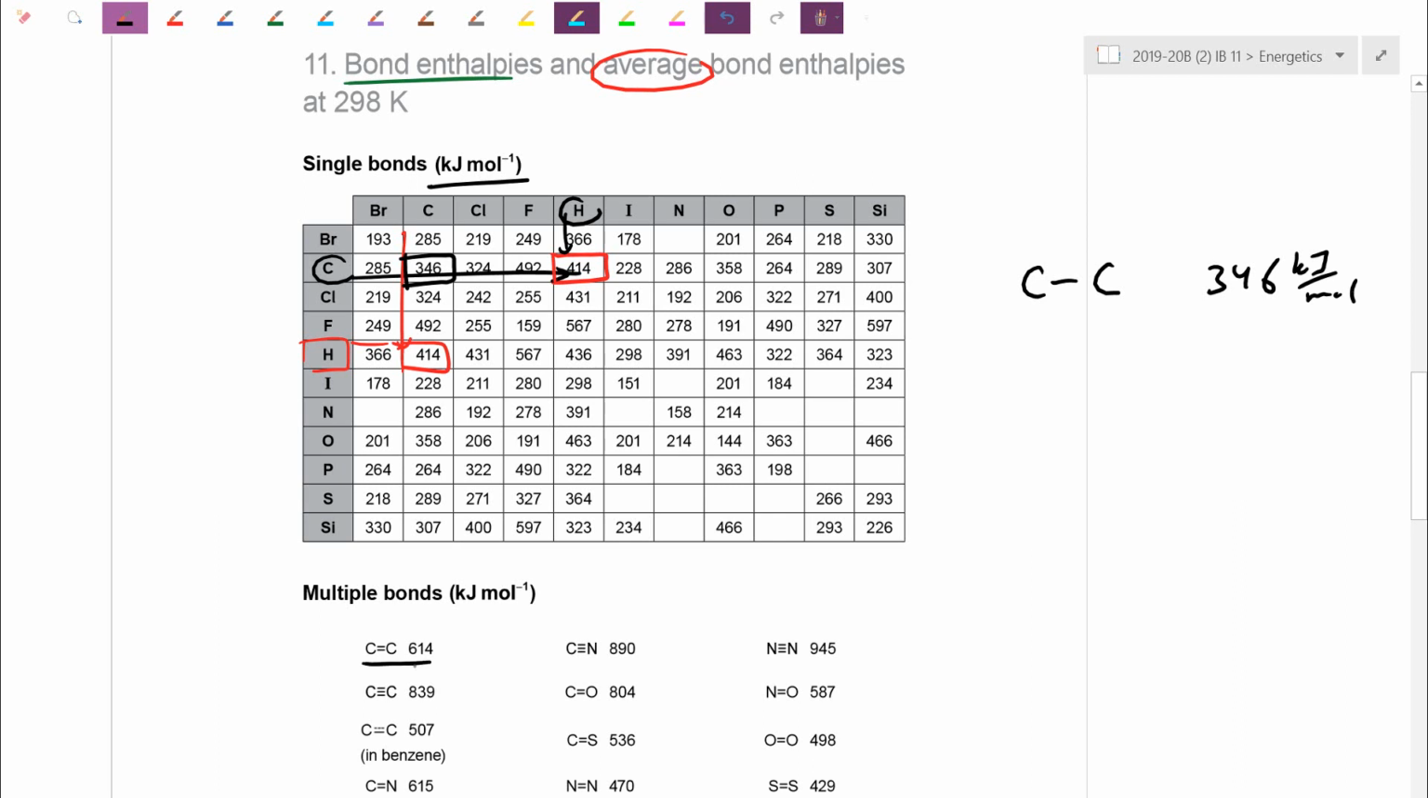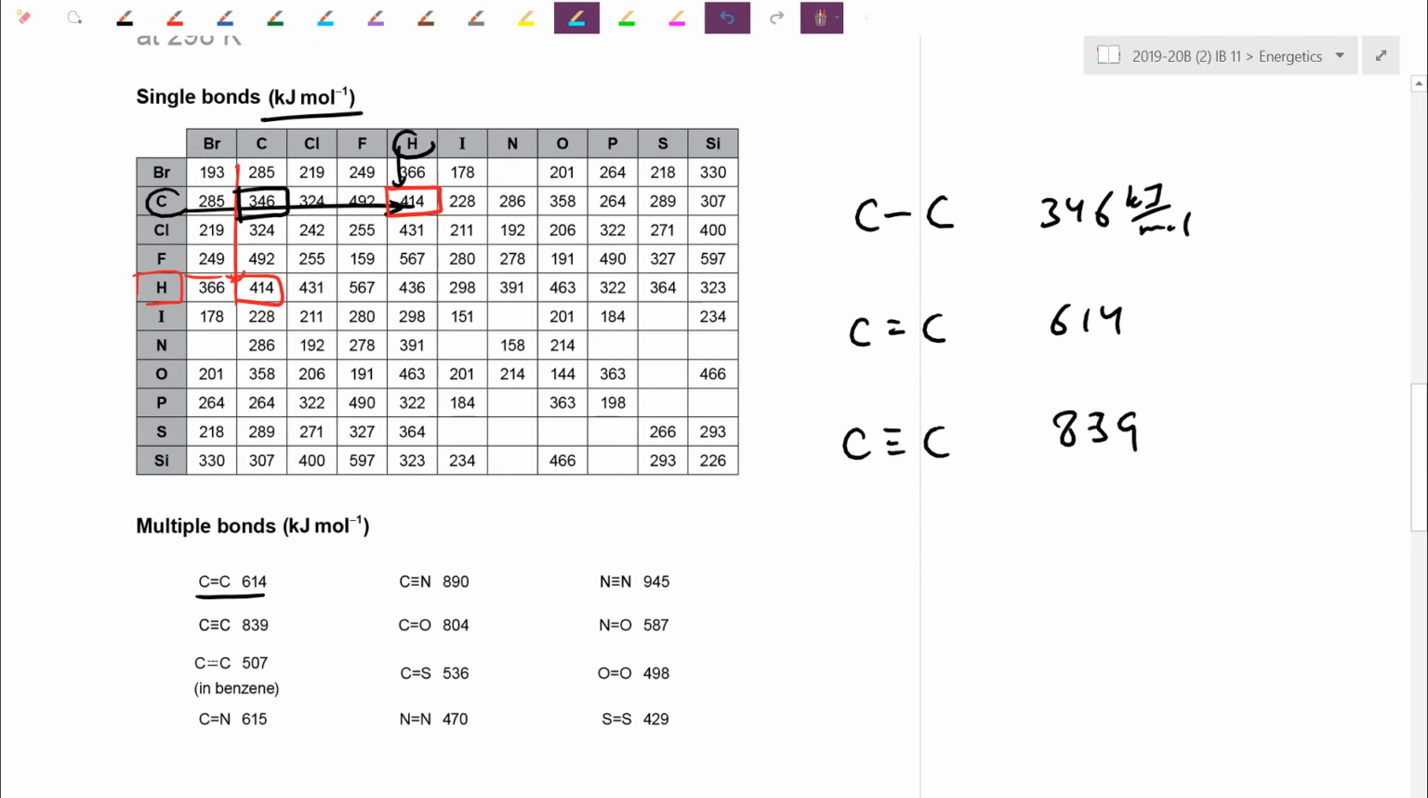The double bond value here is 614. So C double bond C, that's a 614. Same units. And then we have C triple bond C. This one here is 839. Hopefully no surprise to you here. As you go from single to double to triple, we notice that the bond gets stronger. You need to input more energy to rip it apart.